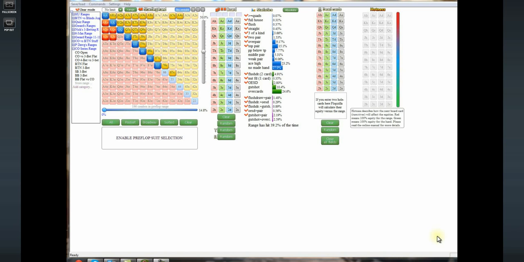So I do not like cold calling in the small blind against an open from any position. And the reason for that is when you call in the small blind, we don't have that much dead money invested pre-flop to begin with, so you're not getting that big of a discount on your call. You're guaranteed to be out of position.